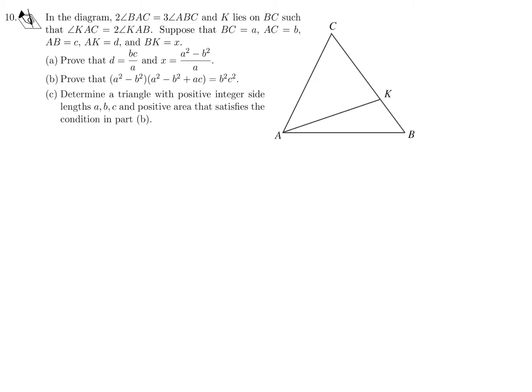Let's talk about this. First, they tell us that those two angles have that relationship. So that basically means if 2 times BAC is equal to 3 times ABC, then this is 2 theta, and BAC, this whole angle, is 3 theta. So that's our first relationship. The next one is this one: KAC is equal to 2 times KAB. So if KAC is equal to 2 alpha, then that means KAB is alpha. So if you add 2 plus 1, that's 3. So 3 alpha is the same as 3 theta, which means alpha is equal to theta. And that's a very important point. Now let's tackle this proof that we have to do.